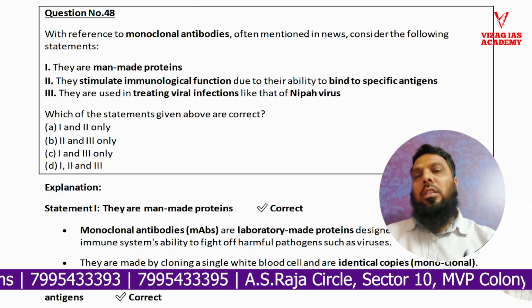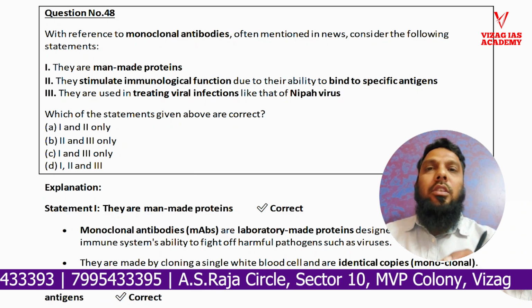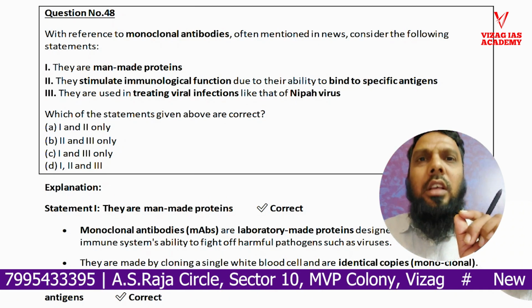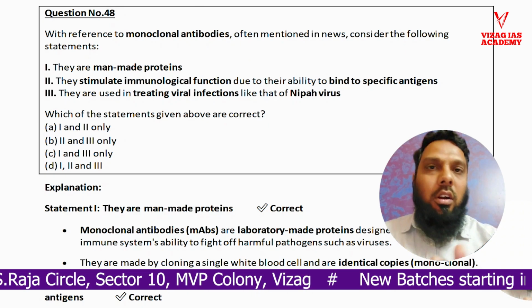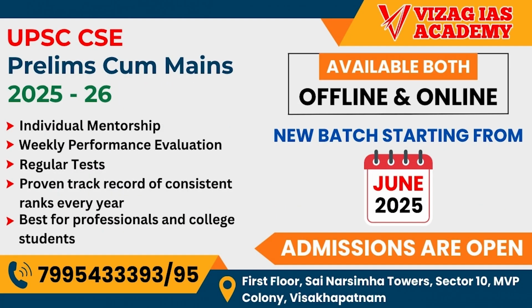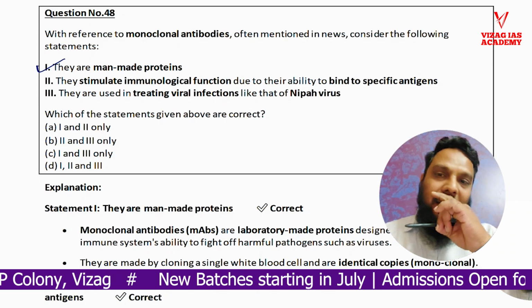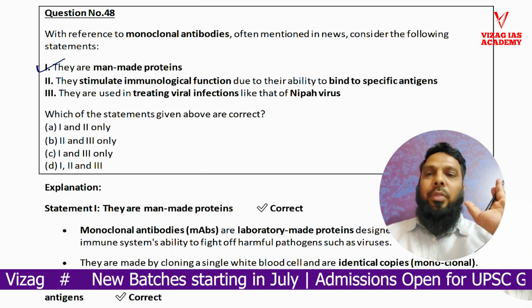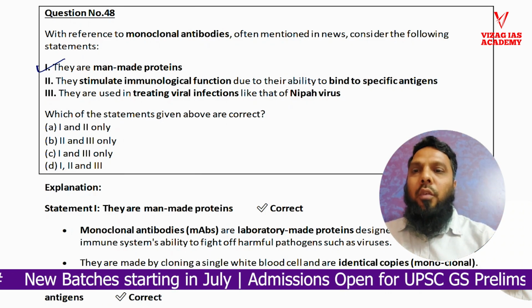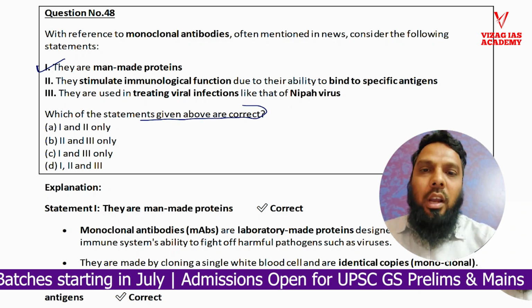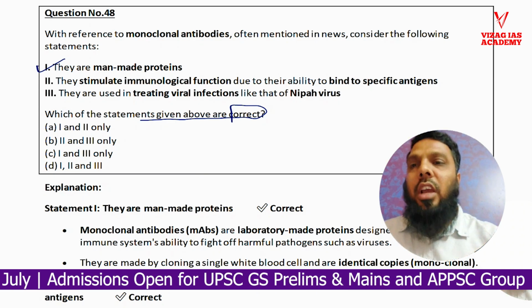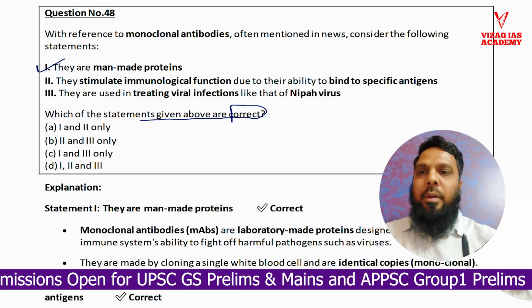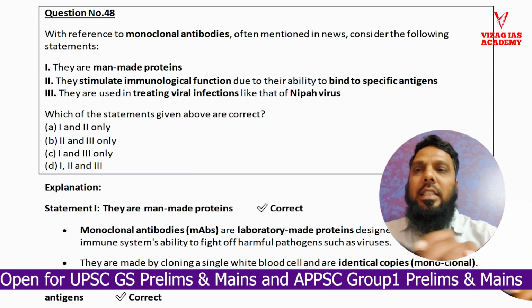So in our science and technology classes, one thing that we have discussed is cloning, right? Cloning is something definitely artificial. Cloning is not a natural process. Cloning is definitely an artificial process, definitely man-made. So one thing we can be sure of is that they are definitely man-made proteins, right? What is the actual question? Which of the statements given above are correct? So we need to find the correct statements, and one statement we have pointed out is definitely correct, right?